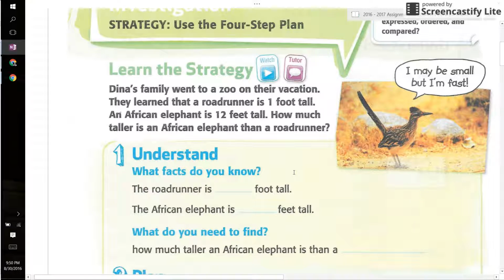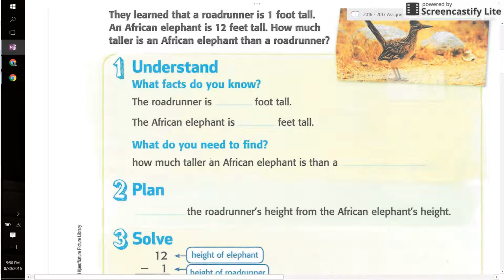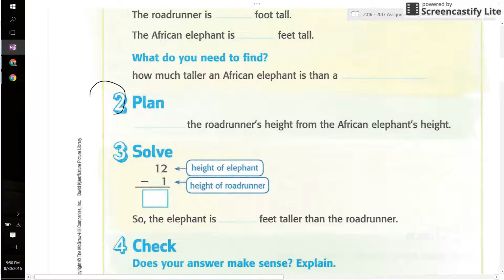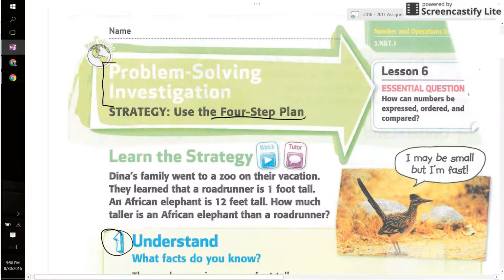All right, what we're going to look at today are some strategies for solving a problem, and we're going to be looking at a 4-step plan. The steps are that first you need to understand what you're being asked. You need to plan how you're going to solve the problem. You're going to solve it, and then you're going to look back to make sure that it is correct.